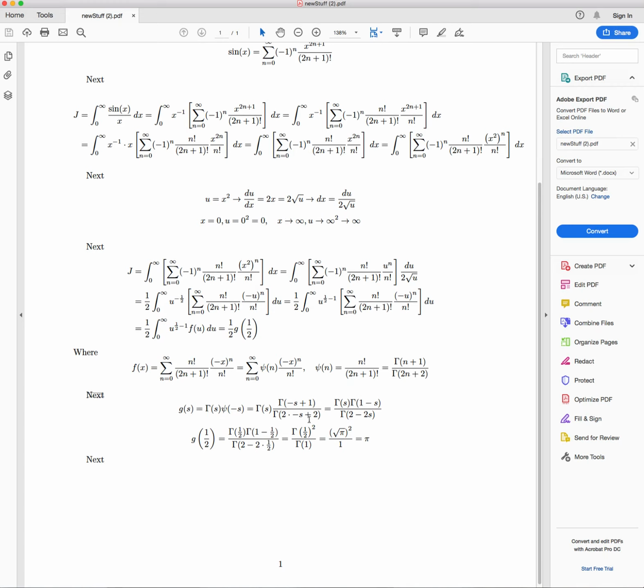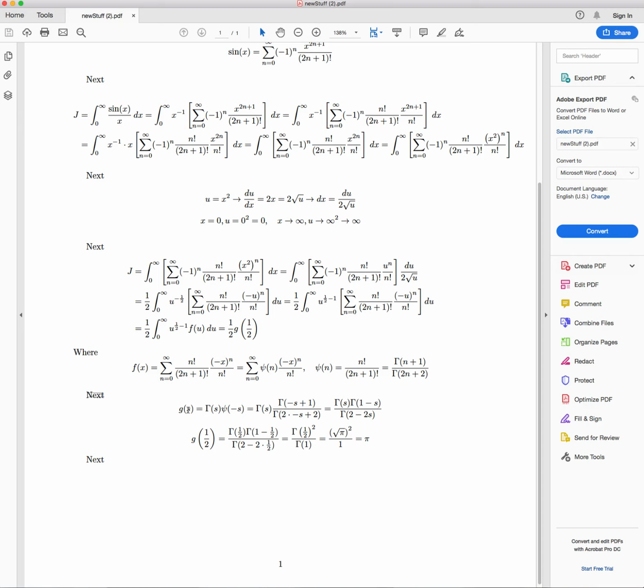So plugging that in, what we have is gamma of s, and all I've done here is I've replaced psi of negative s with its definition. So we've got negative s here, negative s here. So negative s plus 1, 2 times negative s plus 2, which is just gamma of s, gamma of 1 minus s, so 1 minus s here. And then we've got gamma of 2 minus 2s.